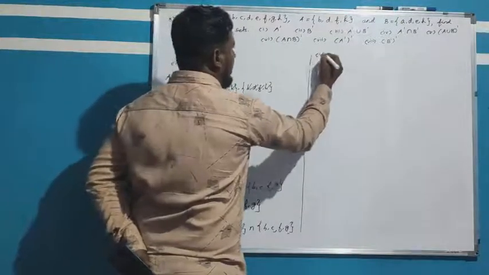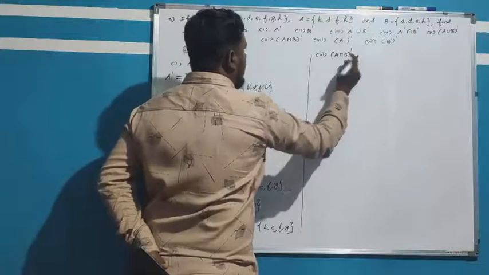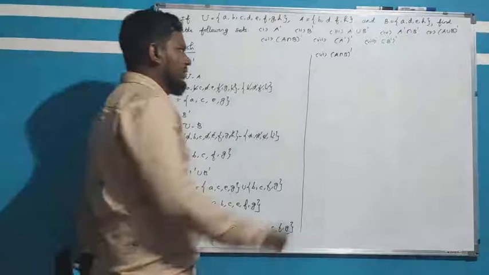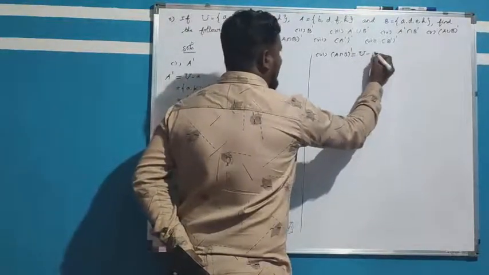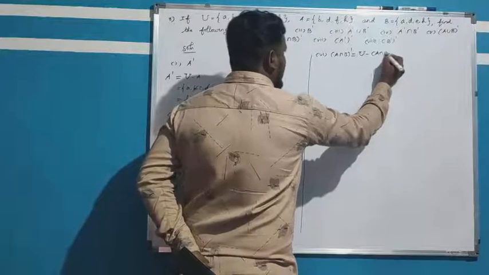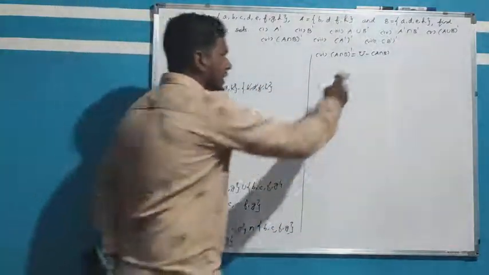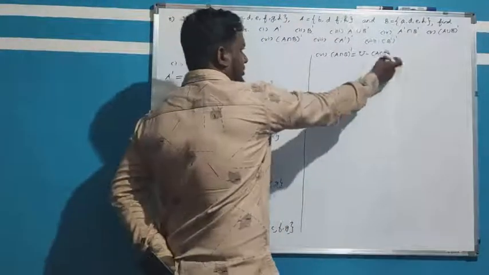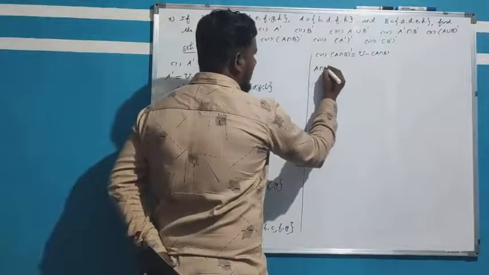the sixth condition they given: A intersection B all dash. A intersection B all dash means there is also a complement. Complement means universal set difference A intersection B. So first you have to find what is A intersection B. Directly we don't know what A intersection B is, so you have to find A intersection B first. So what is A intersection B?